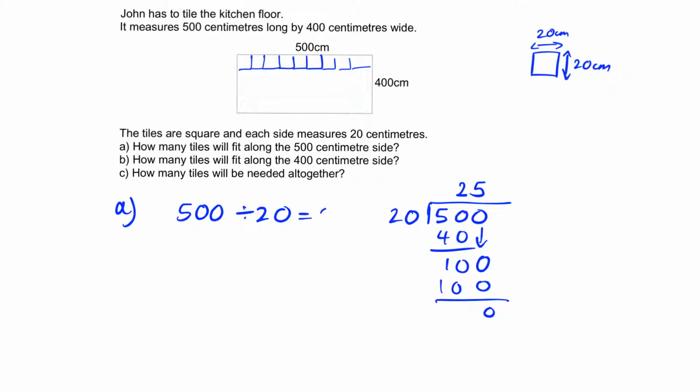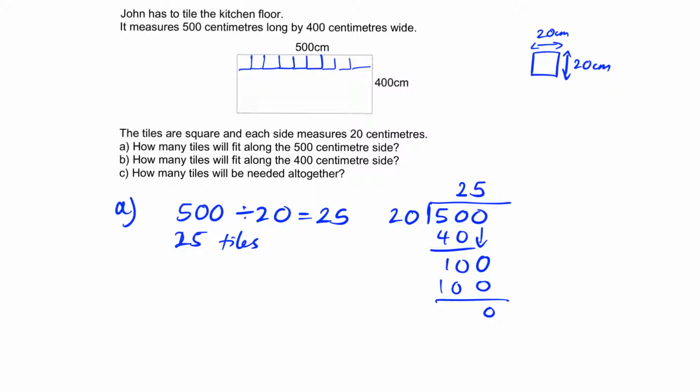So 25 tiles. I can fit 25 tiles along the 500 centimeter side, the length. Along the length of this floor I can fit 25 tiles. Now let's do question B. In question B it says how many tiles will fit along the 400 centimeter side?